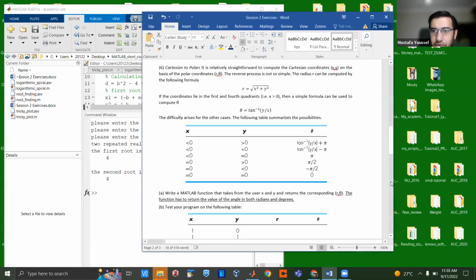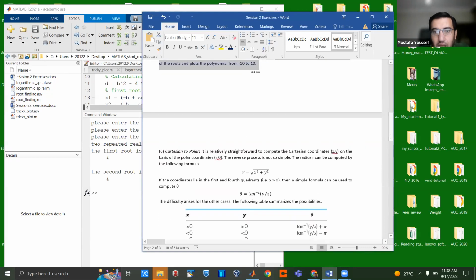So it's problem number 6. You are asked to generate a MATLAB script that takes 2 values from the user. So someone is going to give you the radius r and the angle theta. Remember, there are the Cartesian coordinates and the polar coordinates, and you can convert from one to the other. What we are claiming in this problem is that it's easy to compute Cartesian coordinates if you are given r and theta. The reverse process is not simple.